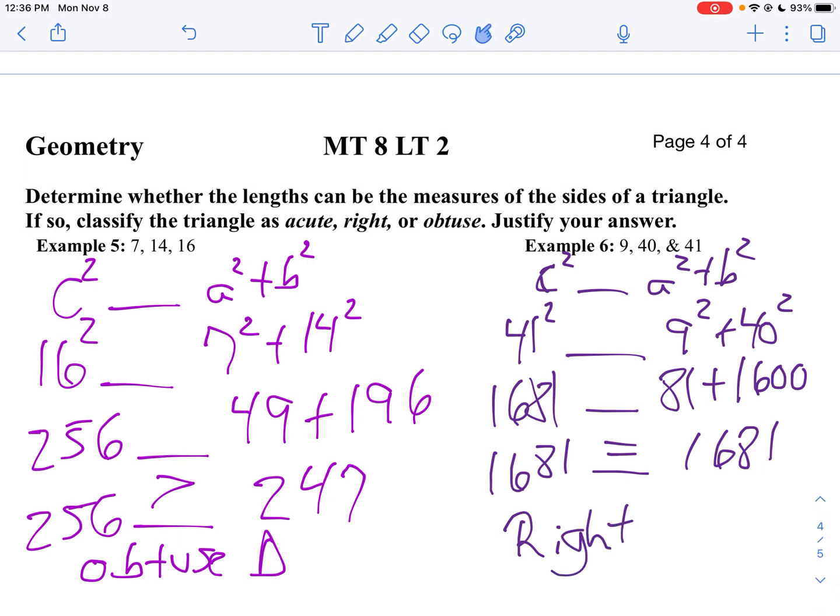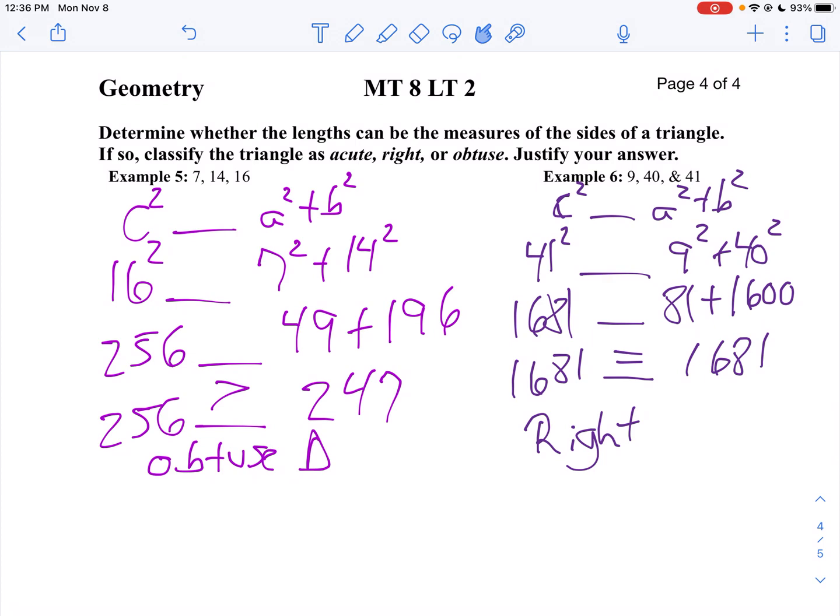Remember, always double check to make sure it's a triangle first. If you don't do that part, you can't use the converse.